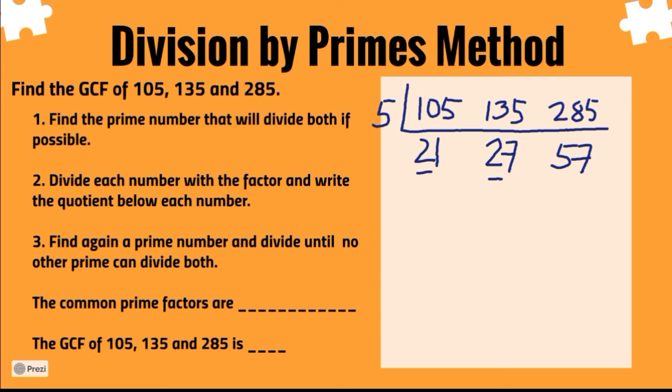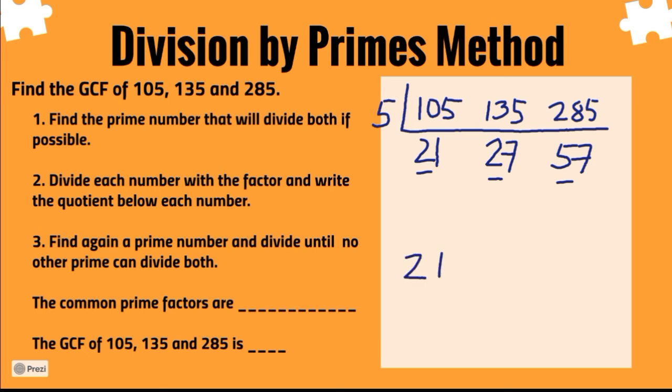21, 27, and 57 is divisible by 3. Paano natin nalaman kung divisible by 3? So, para sa divisibility rule by 3, i-add natin lahat ng digits at kapag ang sum ay dinivide natin by 3 at walang remainder, that is divisible by 3.